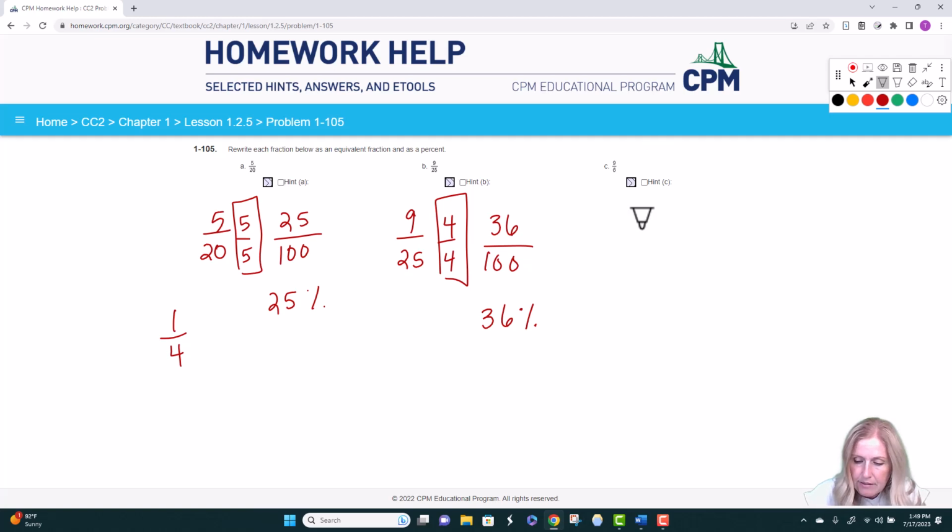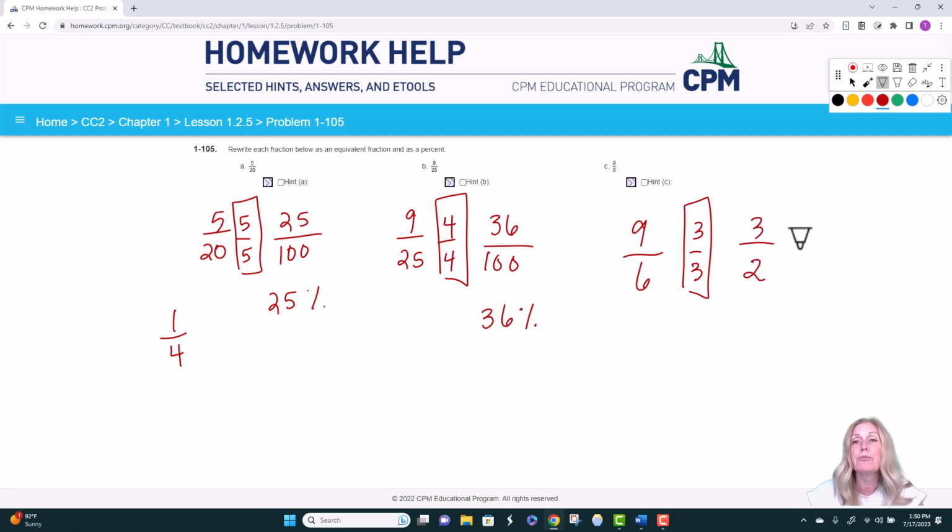Okay, this one is 9/6. On this one, there's nothing that I can multiply 6 by to go to 100. So my instincts tell me to try to reduce, and then I'll see what makes sense at that point. A 9 and a 6 can both be divided by a 3. So I can still use my giant 1. Just remember, we're dividing, not multiplying. 9 divided by 3 is 3. 6 divided by 3 is 2. So we have 3 halves.